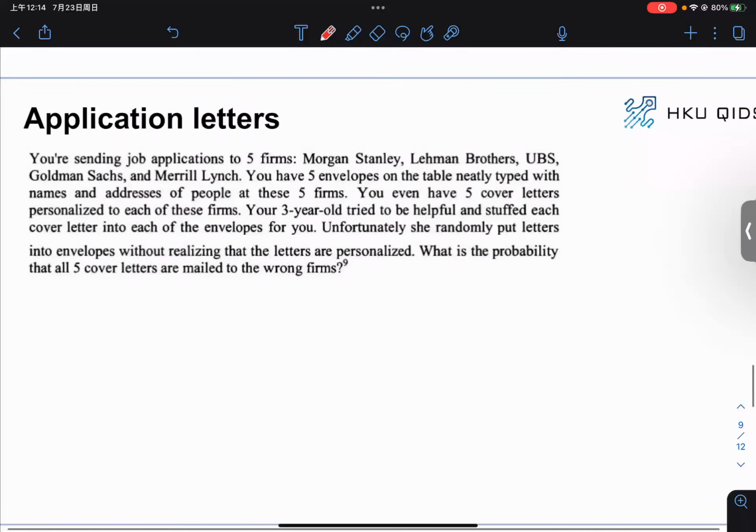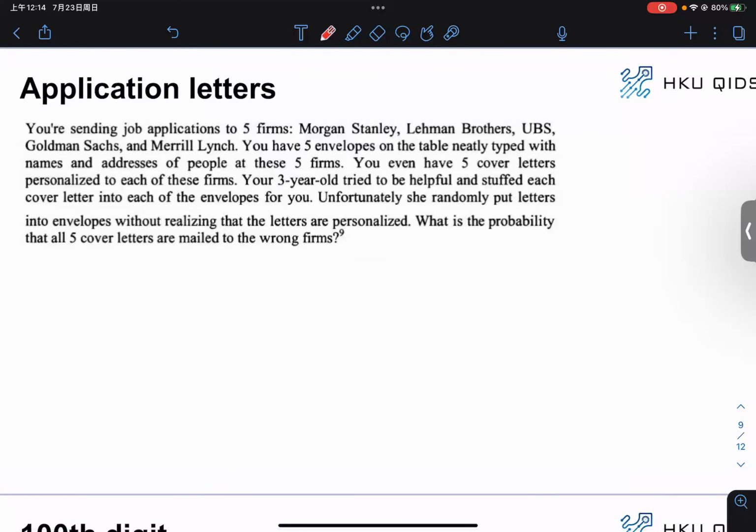So now let's come to our next question, which is application letters. You are sending job applications to finance firms. Of course, you need to send out more in the real world, like around 100, I think. So Morgan Stanley, Lehman Brothers, okay, this one has gone. Maybe we replace it as well. Let's say BNP Paribas, okay? I like BNP Paribas. So UBS, Goldman Sachs, and Merrill Lynch. Okay, this is not called Merrill Lynch anymore. This is called BofA. So you can see this book is quite old.